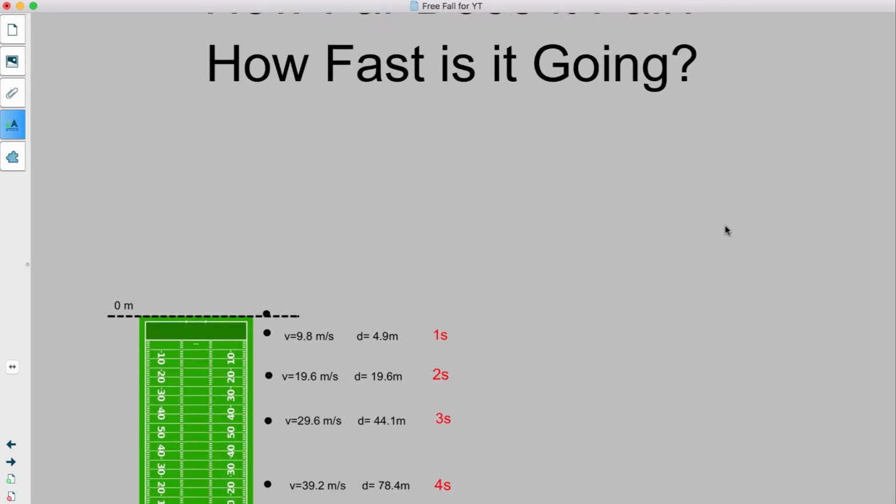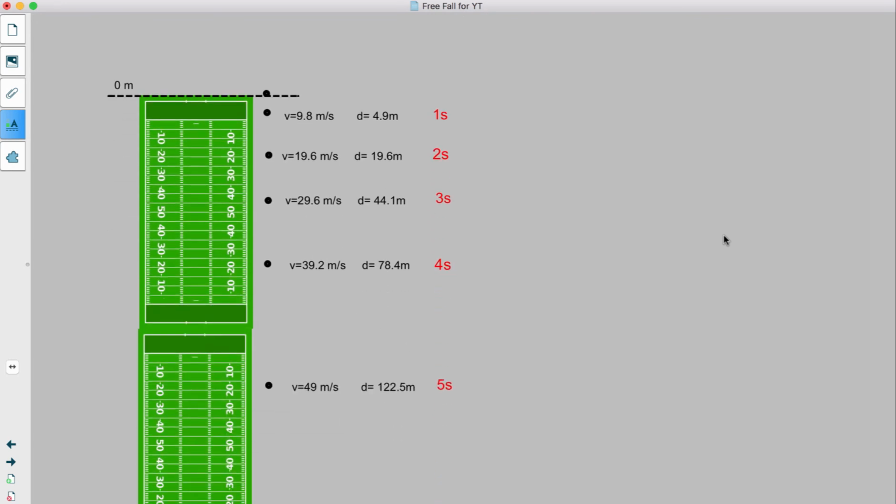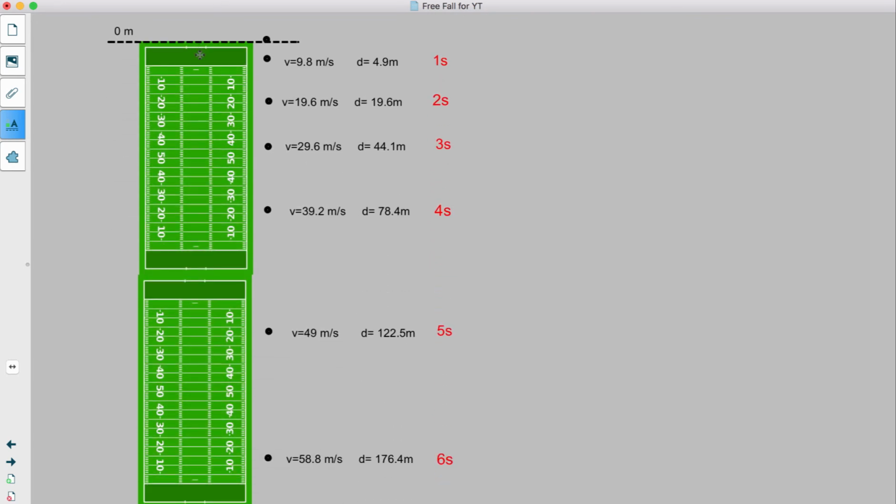For the first analogy, I'm using a football field stacked together. Obviously, you'd have to have the football fields vertically. So here's our start position. After 1 second, you've gone 4.9 meters. Here's your speed. 2 seconds, you've gone 19.6 meters. 3 seconds, 4, 5, all the way down to 6. So at the end of 6 seconds of free fall, you are traveling at 58.8 meters per second, and you've traveled a total of 176.4 meters.